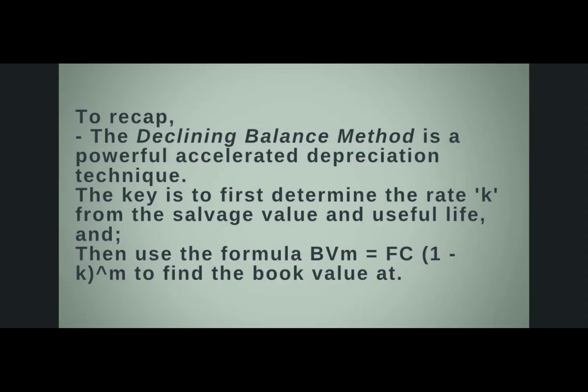To recap, the declining balance method is a powerful accelerated depreciation technique. The key is to first determine the rate K from the salvage value and useful life, and then use the formula BVM equals FC times (1 minus K) raised to M to find the book value at any year M.